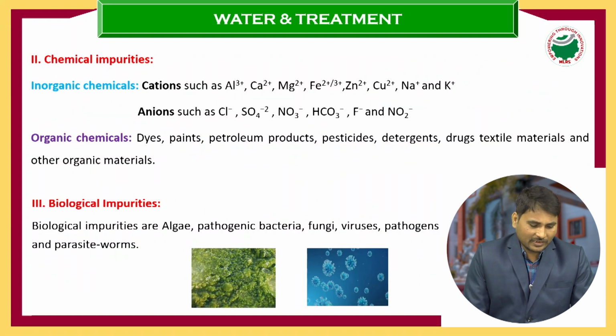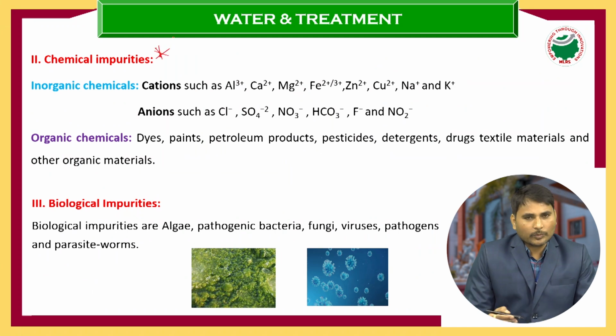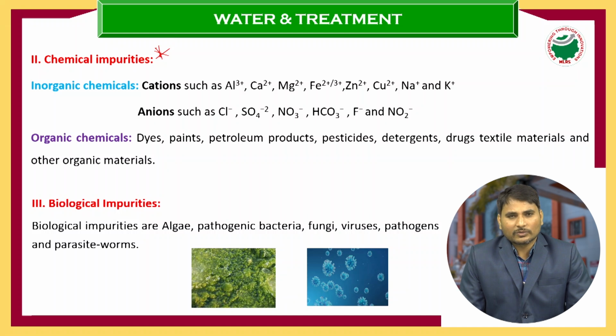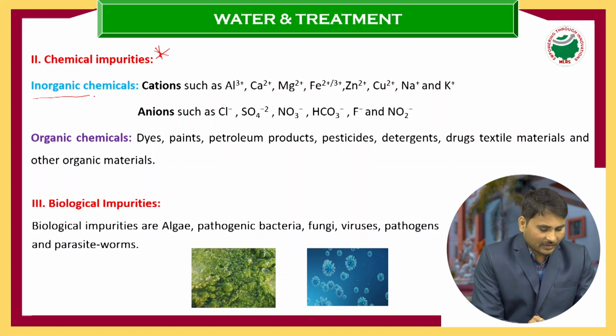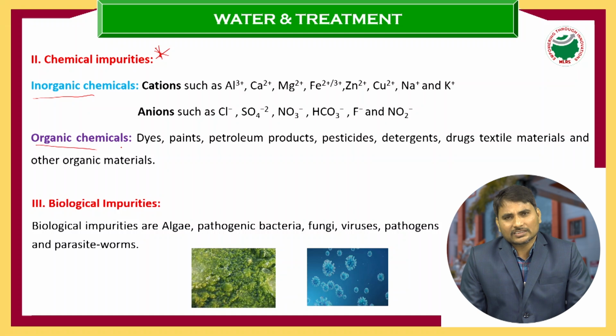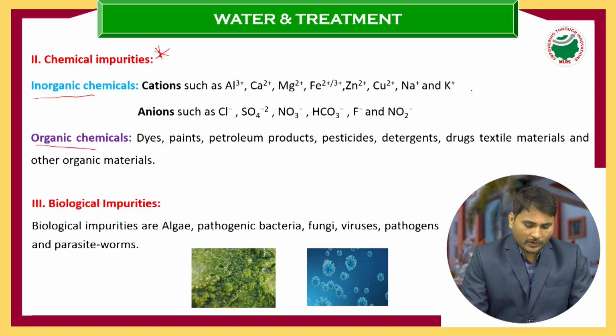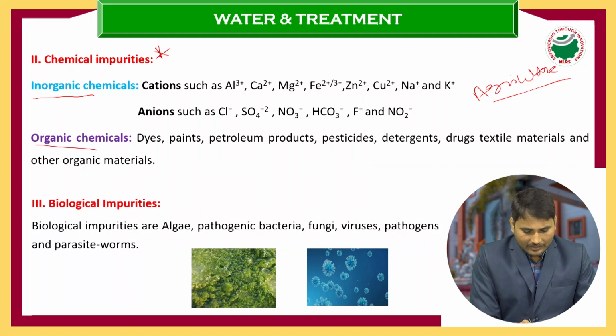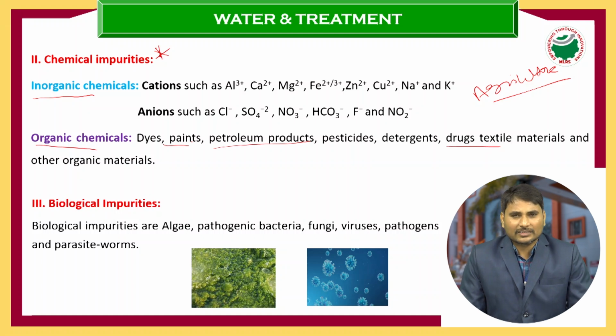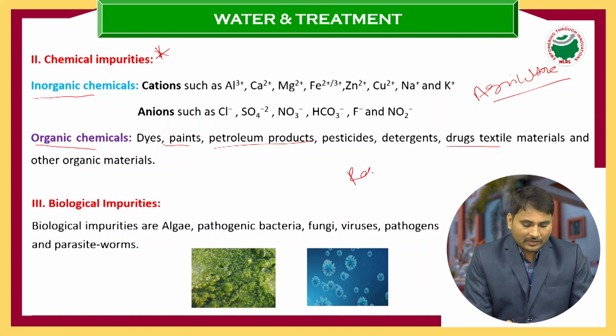Coming to the chemical impurities, which we mainly want to talk about here. Chemical impurities can be inorganic chemicals or organic chemicals. These chemicals, especially from agriculture, such as pesticides, and from drug industries, textile industries, petroleum industries, and dye and paint industries, when they mix with water, are mainly responsible for chemical impurities.